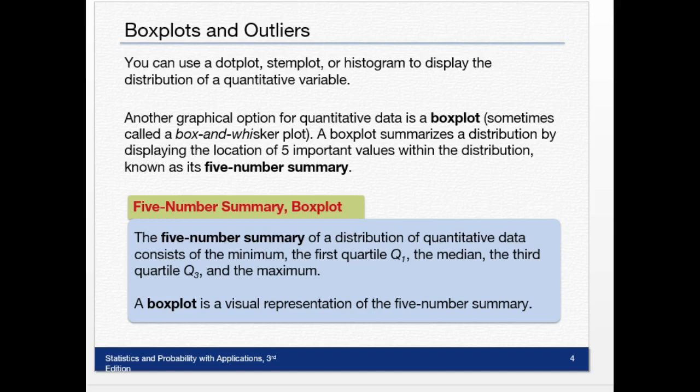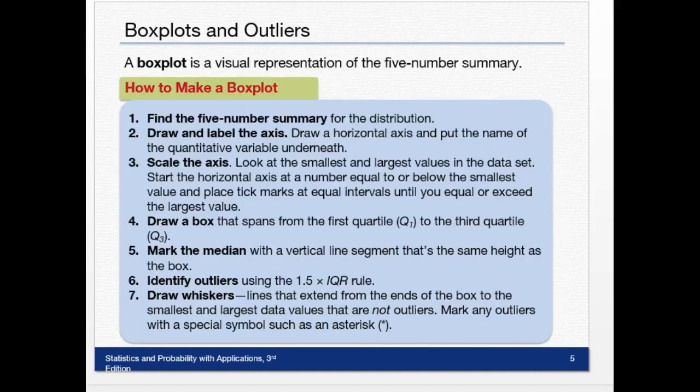Okay, you will be expected to know that. It goes minimum, Q1, median, Q3, and the max. And from those 5 pieces of information, we can calculate outliers and draw a box plot. That's what you need. The box plot is a visual representation of the 5-number summary. Remember, your calculator is going to give you these 5 pieces of information. So it's pretty simple. So here are the steps you're going to use.